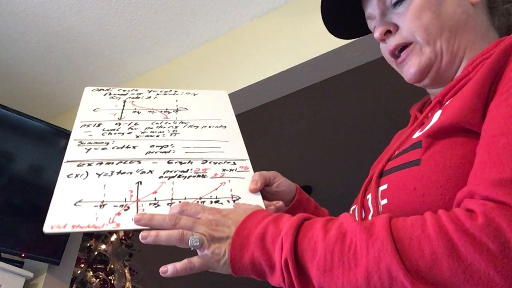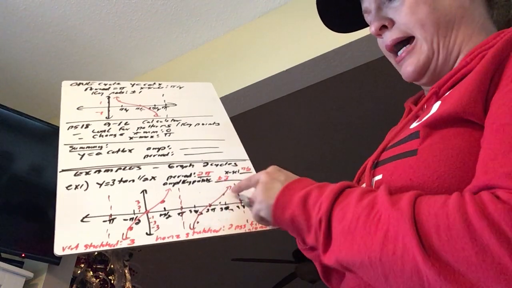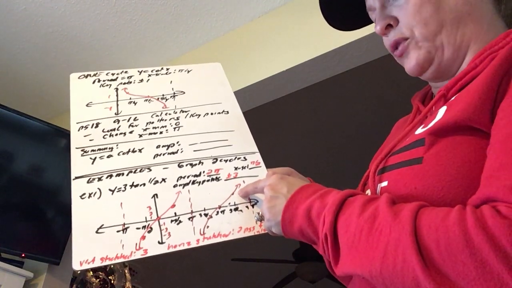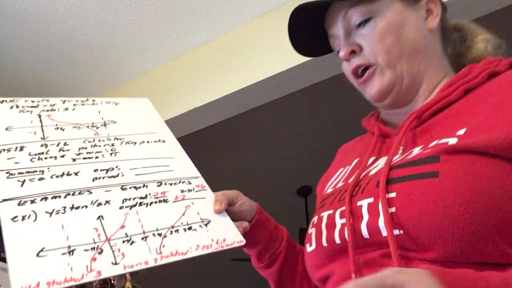So between here and here, I have asymptotes. And again, my middle value, I have 0. My value up here, I have 3. And my value down here, I have negative 3. Again, this is from knowing the parent graph.